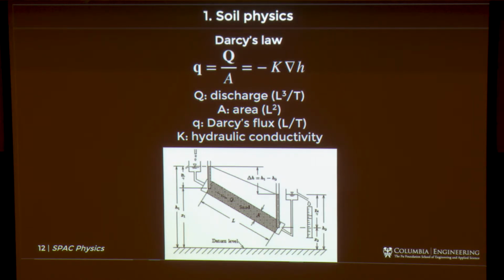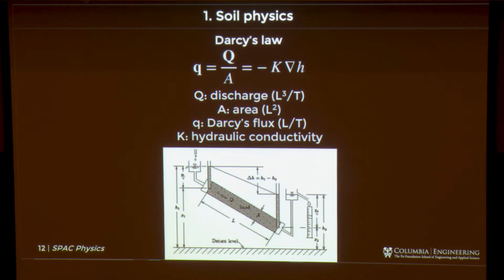So you can think of that as almost like a diffusion coefficient times the hydraulic gradient. That's the gradient that we have in hydraulic head, and that's going to drive the flow. That's what we call Darcy's flux, which has units of a velocity, so a length per time. That's actually important.